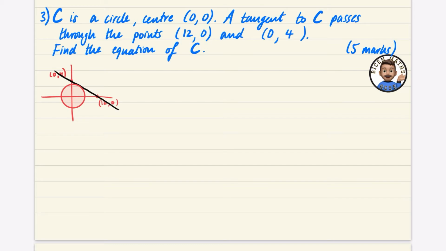And so what we're going to try and do is find the equation of this circle. Remember, that's x squared plus y squared equals r squared. If we can find out what r squared is, we've done the question.